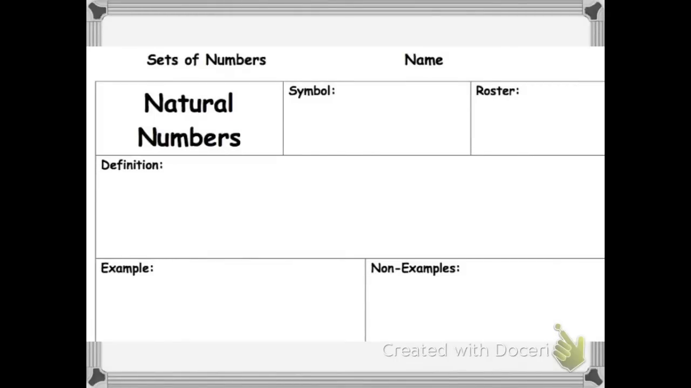Okay, so today we're going to talk about the sets of numbers, and this should have been something you looked at in pre-algebra, but we're just going to make sure that we have things kind of clear and worked out. So you should have your notes in front of you, and so we're going to start with natural numbers.